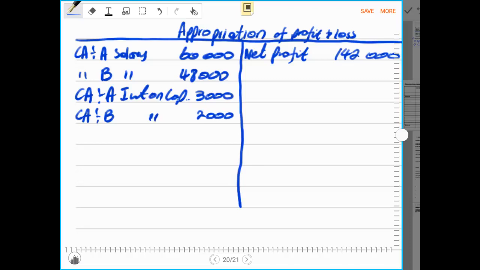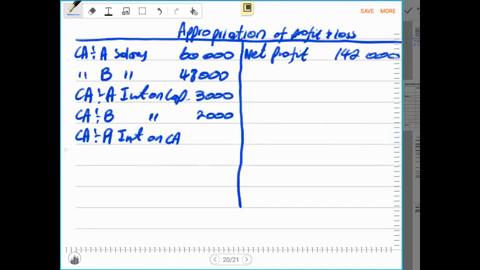Remember to write current account, the name of the partner, and the entry, which in this case is interest on capital. Then after we record the interest on capital, we say current account partner A, interest on current account. CA represents current account.